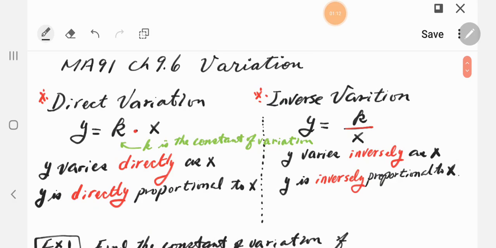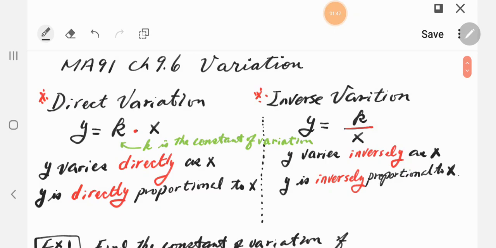Or inverse variation is this. You divide k by the expression if you have inverse. So y varies inversely as x. Then y is equal to k divided by x. If you have the word inversely, then divide k. Or if a sentence has y is inversely proportional to x, inversely proportional, then divide k also. So y is equal to k divided by x.